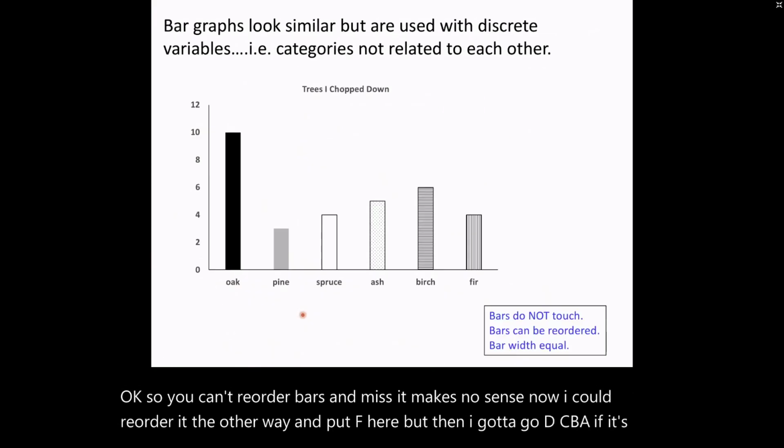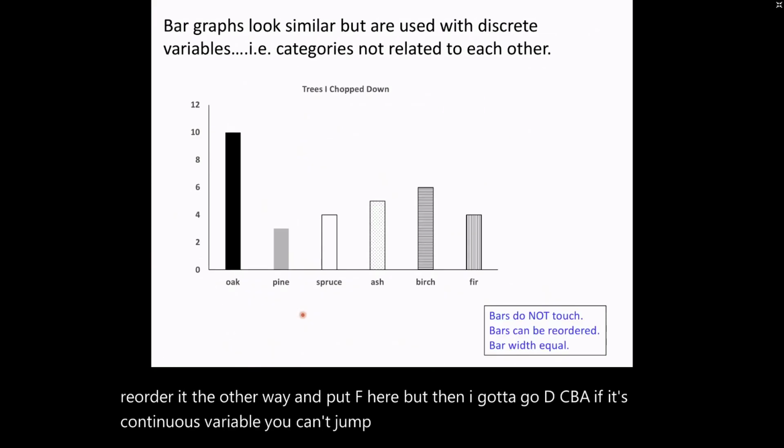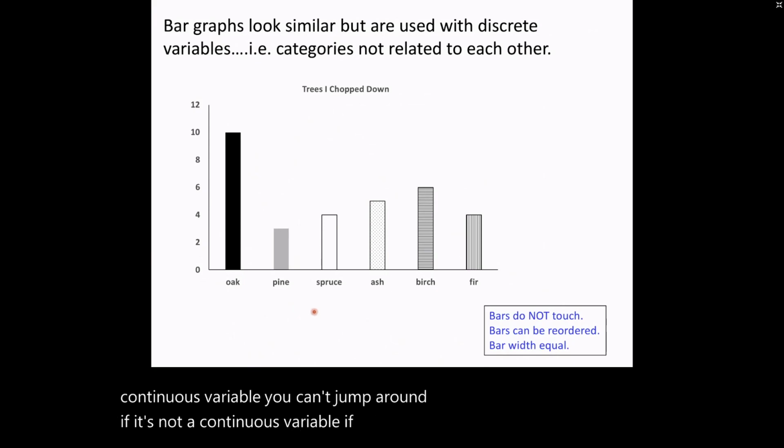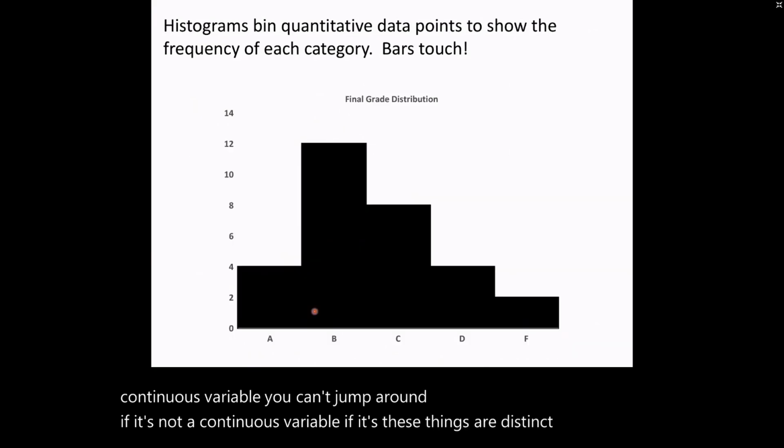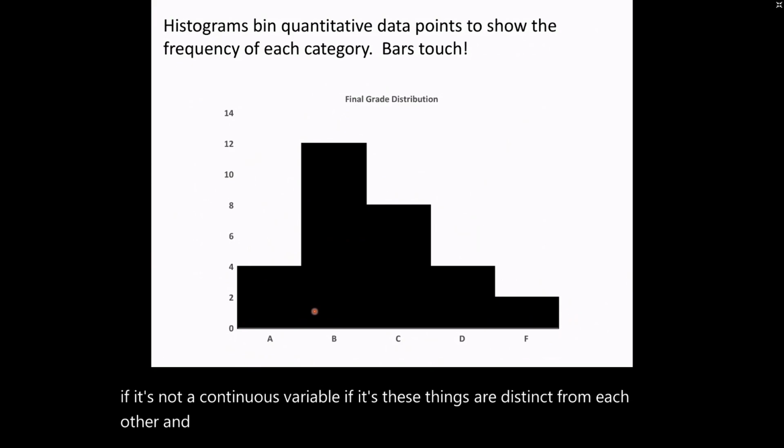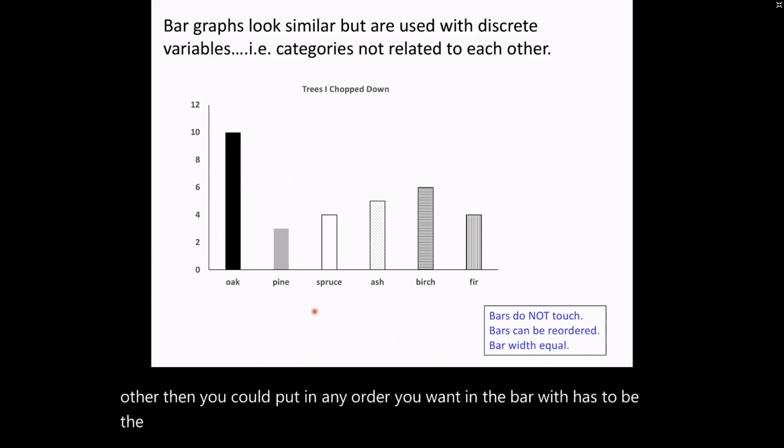If it's not a continuous variable, if these things are distinct from each other, then you can put it in any order you want, and the bar width has to be the same width. Here, technically it does not, although if you make your bins the same size, it's much easier to interpret. So my suggestion will always be that the bins are the same width, therefore the bar is the same width. Therefore, then you don't have to think about it. Okay?